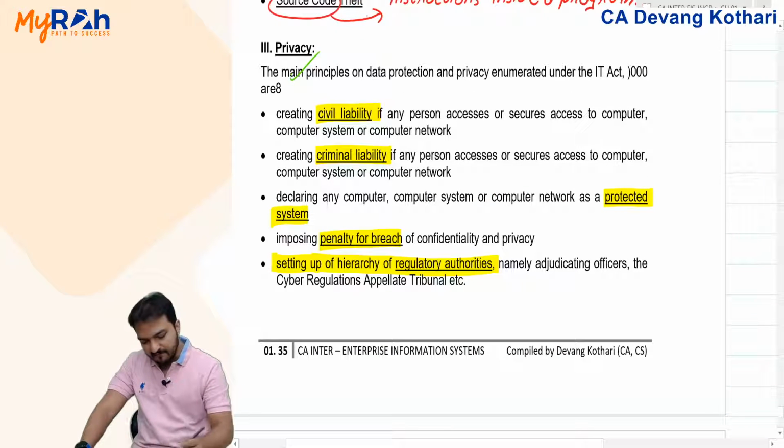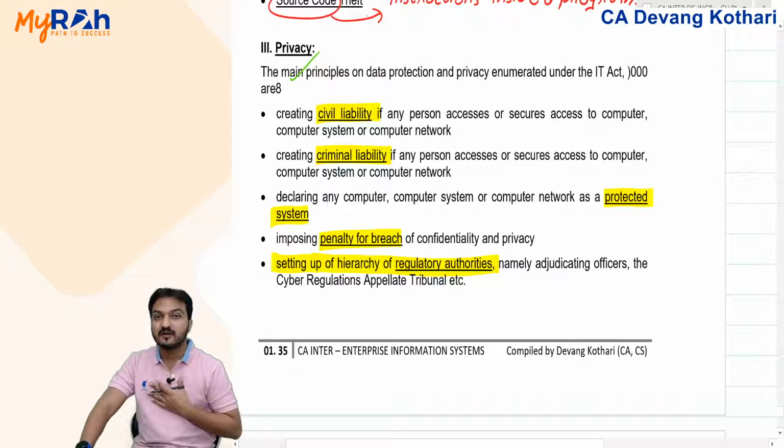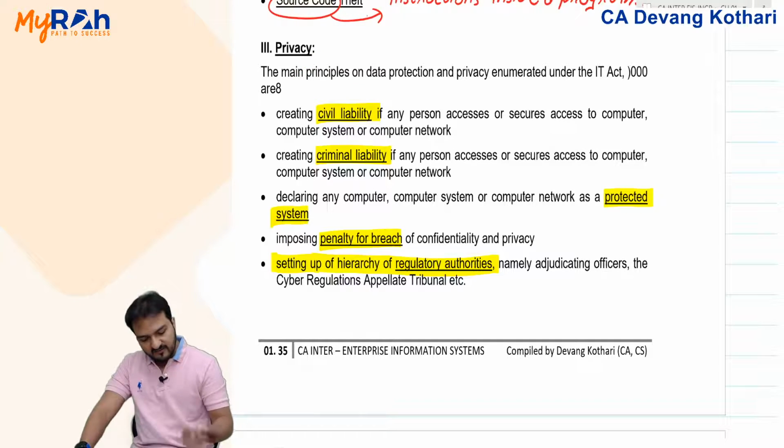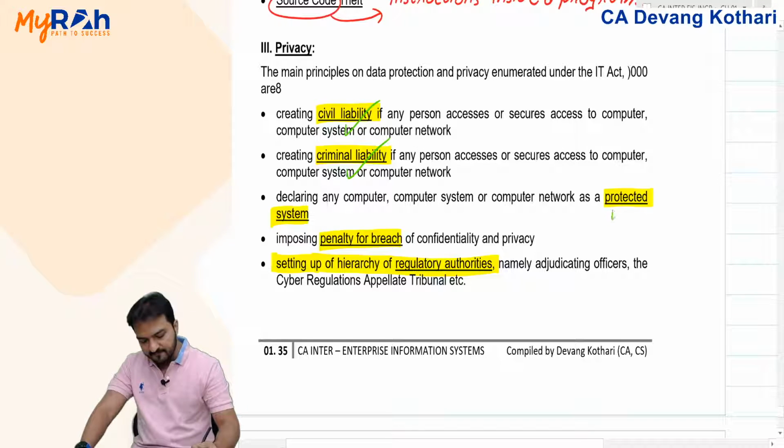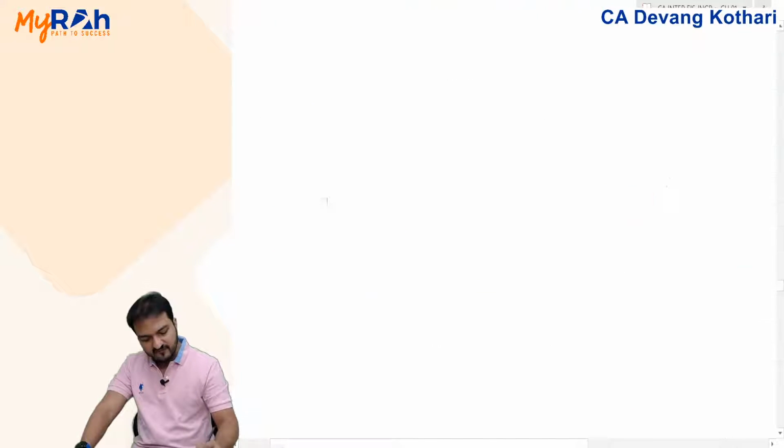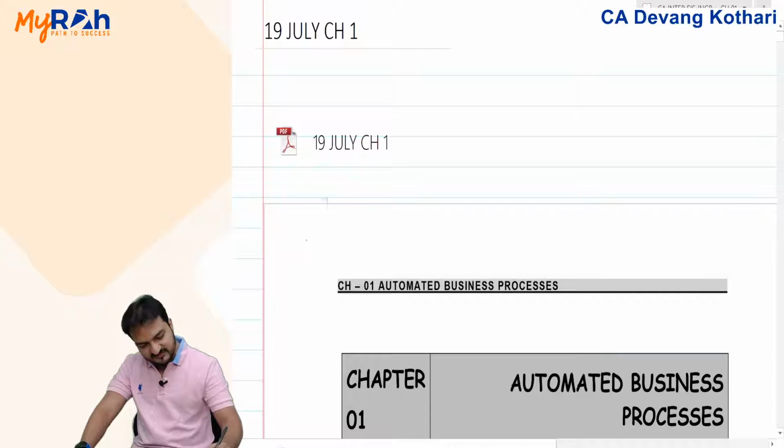And then privacy. Privacy means my private data should not be released by the company to outside people. If they release it, then there is civil liability, criminal liability. There is also a definition of protected system.